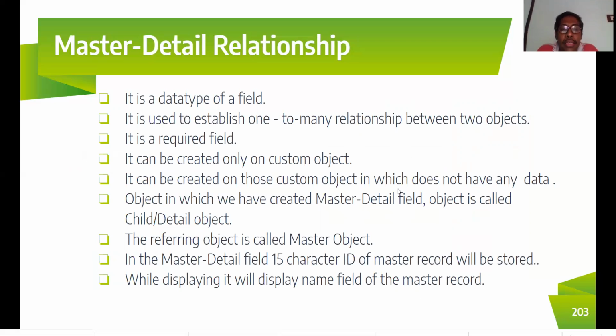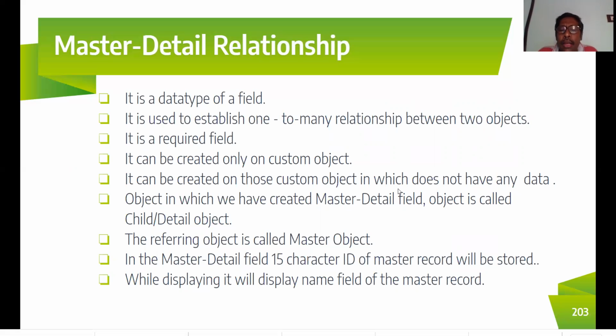Already I told you, it's a data type of a field used to establish a one-to-many relationship between two objects. It's a required field. It can be created only on custom objects, and only on those custom objects which do not have any data. So when I want to create a master detail relationship, you should not have any records in the custom object.